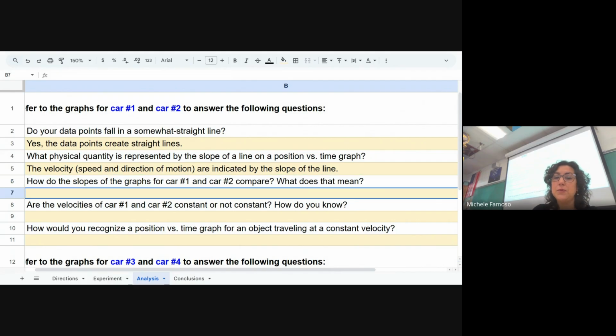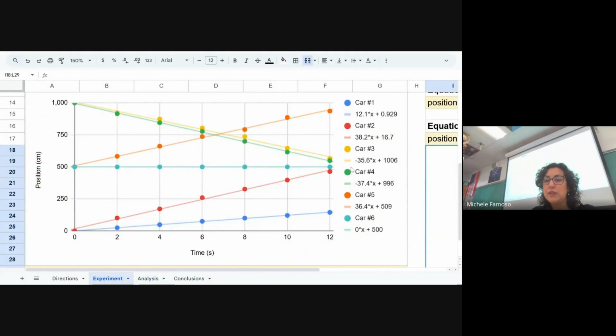Okay, so this is a physics term that's going to be formalized in our notes in a few minutes. Velocity. Velocity refers to the speed, how fast it's moving, and the direction it's moving in. So how do the slopes for those 2 cars compare? And what does that mean? So let's look at the slopes. Car 1's slope was 12.1 centimeters per second, positive, and car 2 was positive 38.2 centimeters per second. So how does this compare to that?